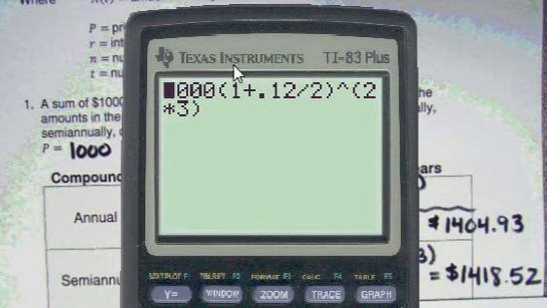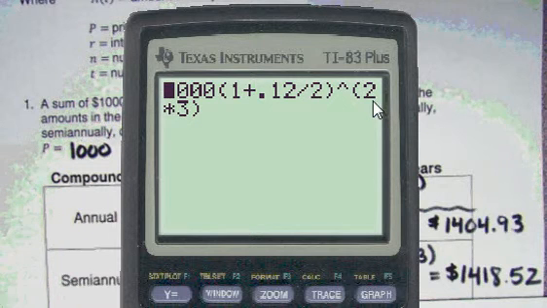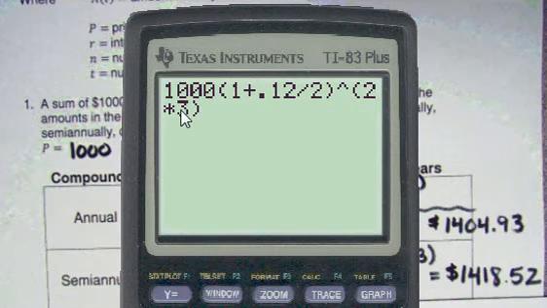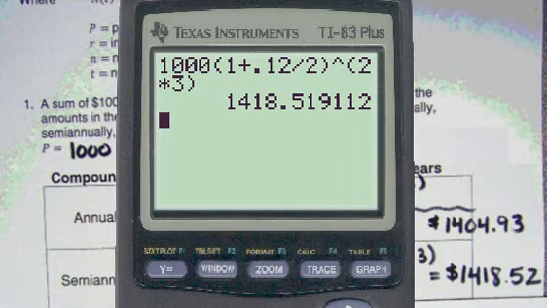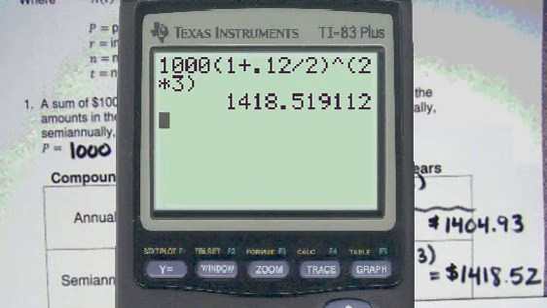Now we want all of that to be raised to the 2 times 3 power. Now of course 2 times 3 is 6, you could just type in 6. But if you are going to type in 2 times 3, you're going to need an extra set of parentheses there so that the n and the t will both be up in the exponent. And if we do that correctly, then we should get our answer. And so in this case, we get 1,418 and 52 cents. So really, you're just going to kind of repeat that a few more times with some various n values.